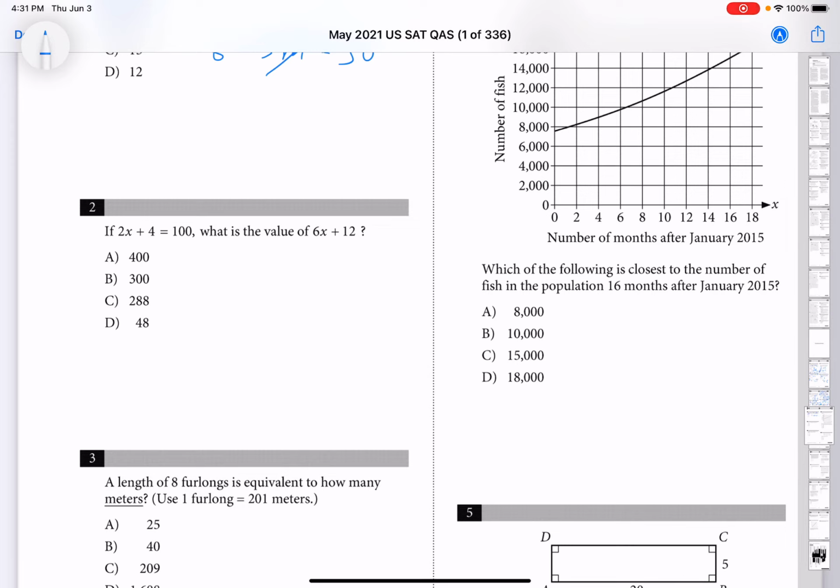Number 2, 2x plus 4 equals 100. What is the value of 6x plus 12? So what I'll do is I'll multiply everything here by 3. And I'm going to get 6x plus 12 is equal to 300. So the answer for number 2 is B.